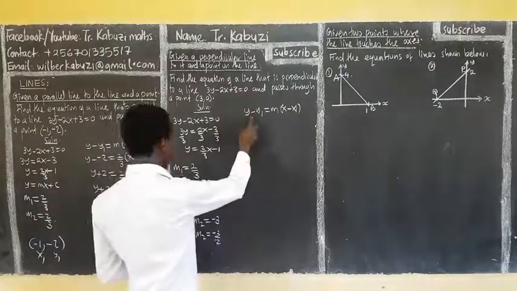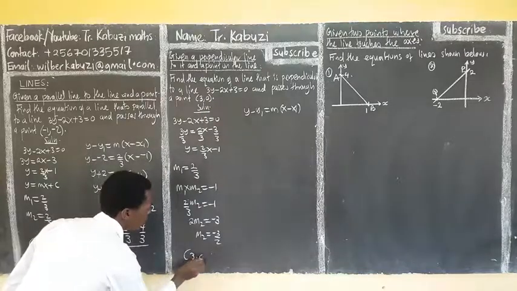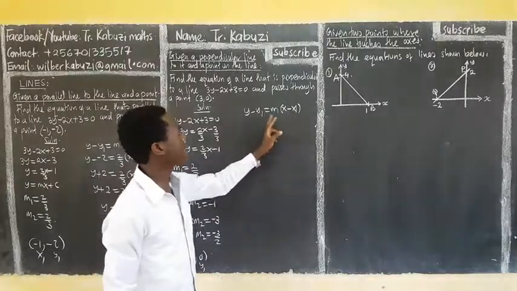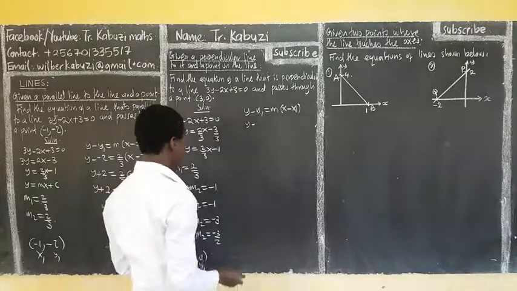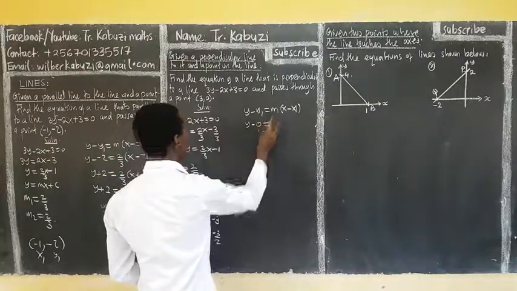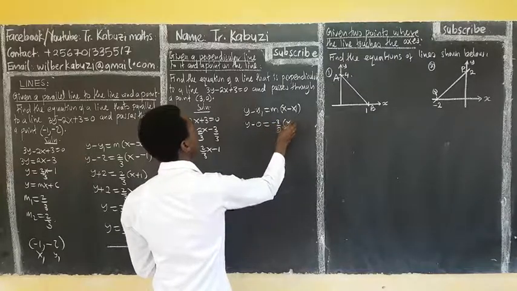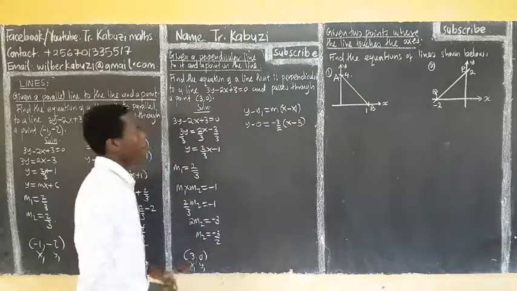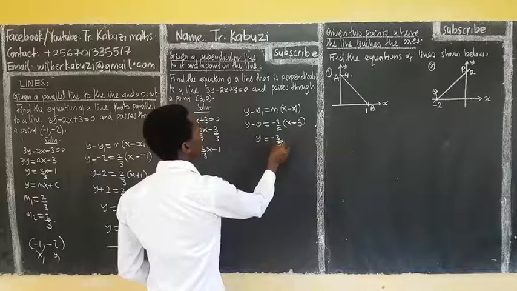So this line is passing through point (3, 0). So that means this is our x1, this is our y1. These two are representing points where the line passes. So my y minus y1, which is 0, equals the gradient, which is negative 3 over 2, into x minus x1, which is 3. So this will be y equal to negative 3 over 2 into (x minus 3).